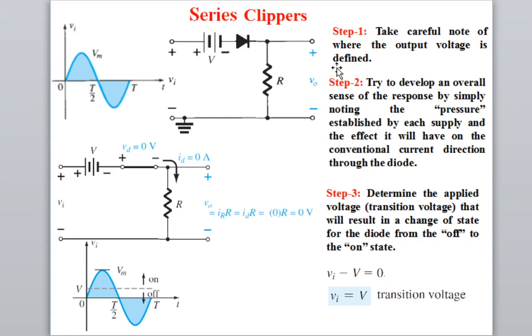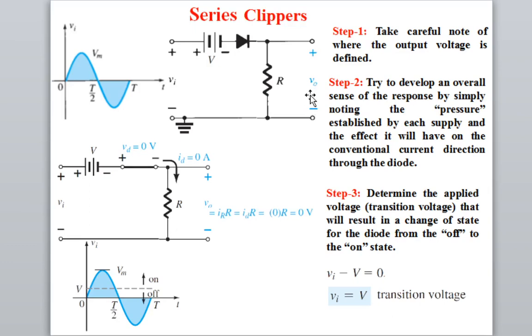This is the first step. In the first step, what you have to find out? You have to see where the output voltage is defined. That is the first step. Second step, I have written: try to develop an overall sense of response by simply noting the pressure established by each supply, and the effect it will have on the conventional current direction through the diode. So first step, note down where you are going to measure the output voltage.